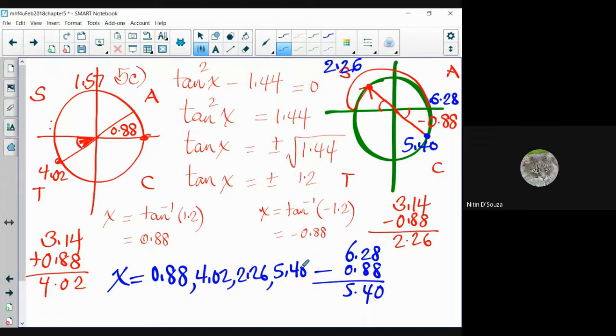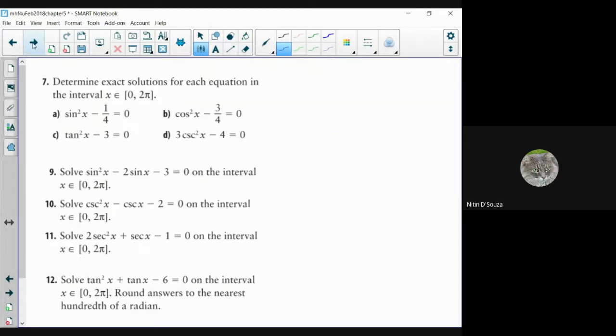So we do an example of 7. Okay, 7 is exact. Let's do a tan.